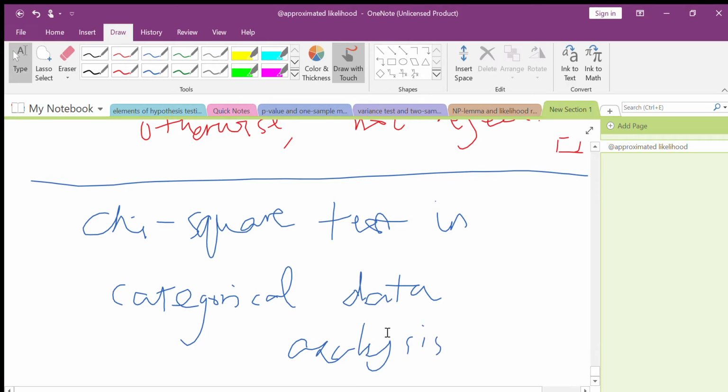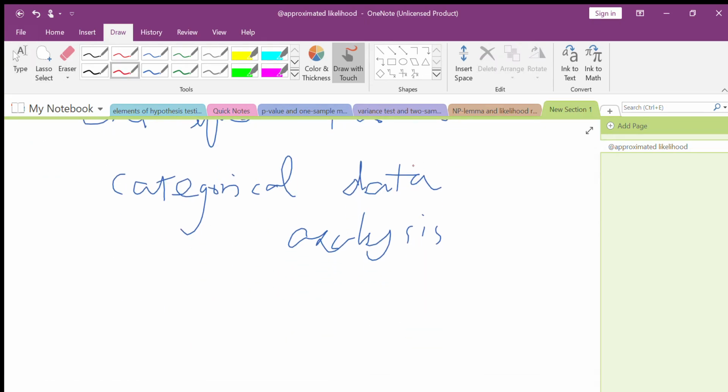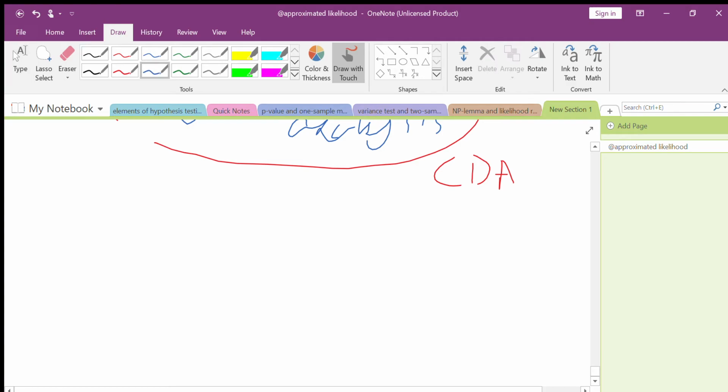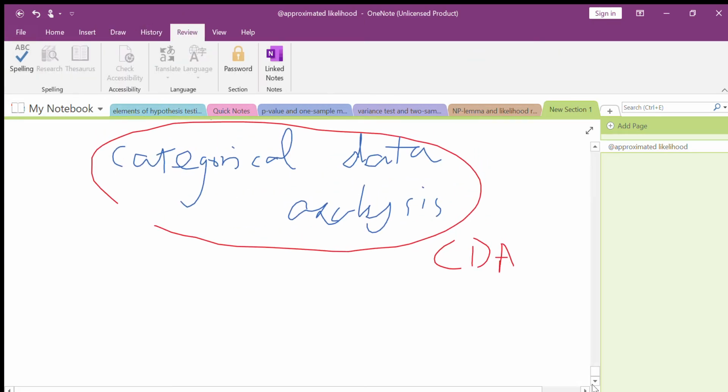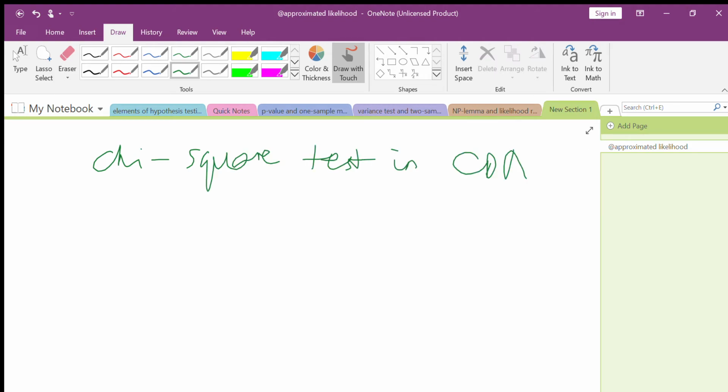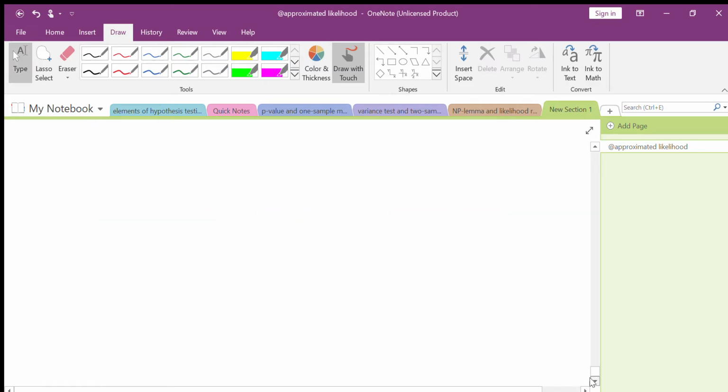And categorical data analysis is often abbreviated as CDA. So what is the chi-square test in CDA? Let's see. Chi-square test in CDA.